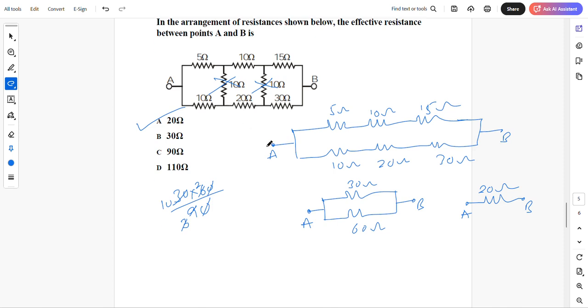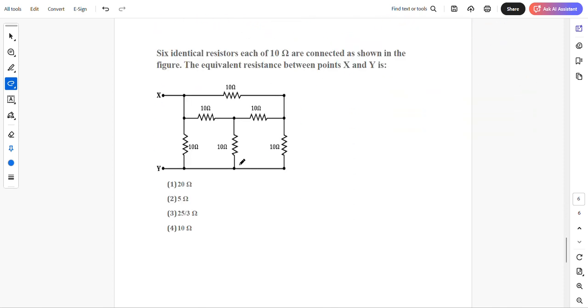Next, now come to this circuit. You have to find the value of the resistance between A and B. Sorry, between X and Y. They have given X and Y.